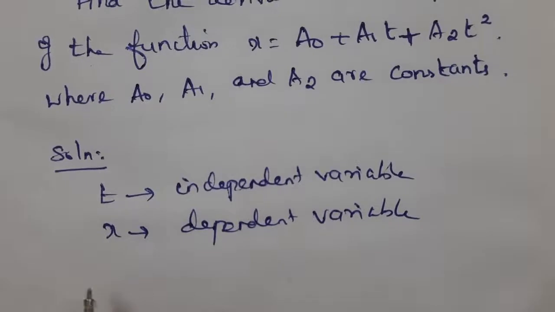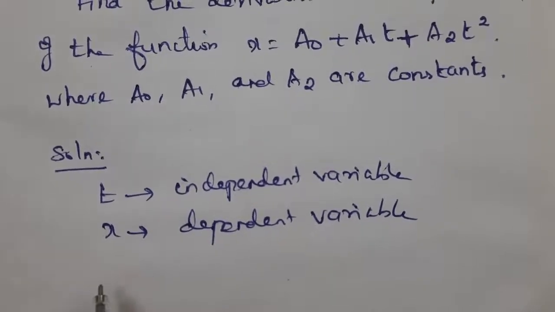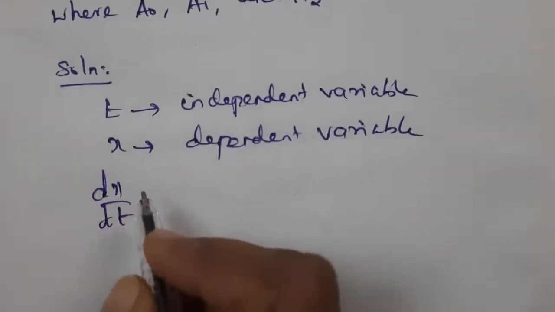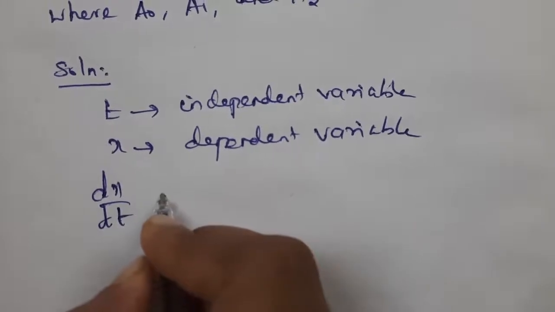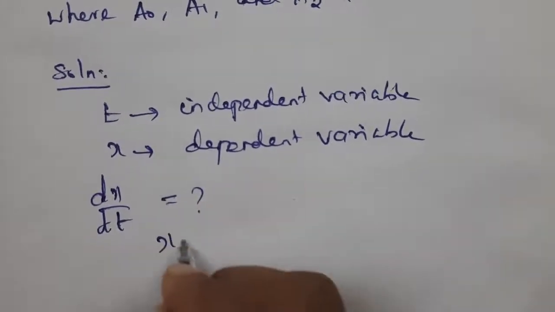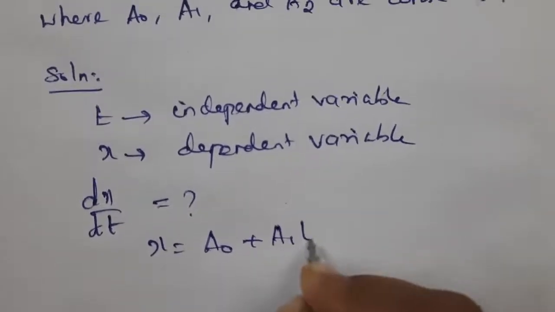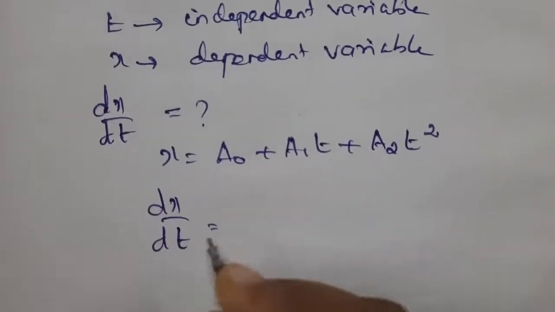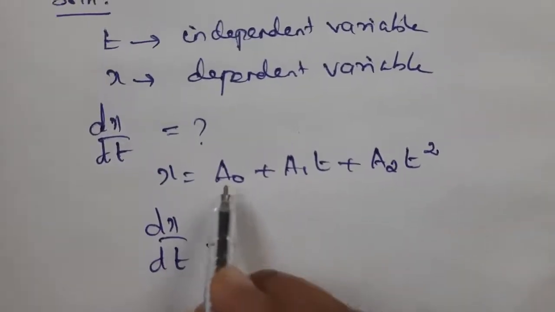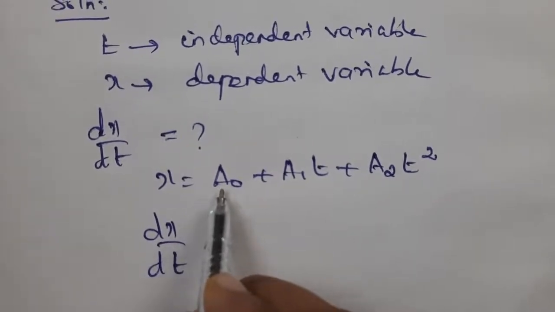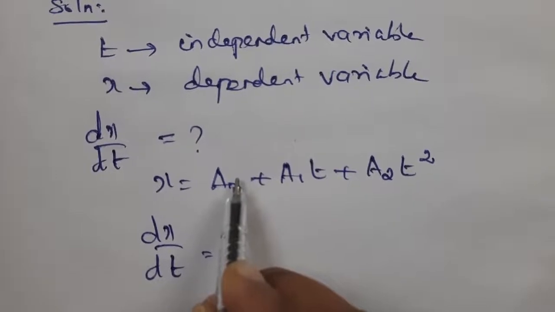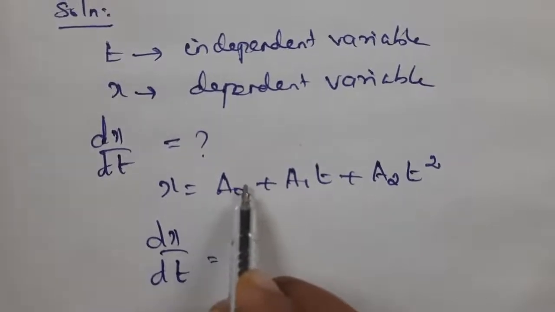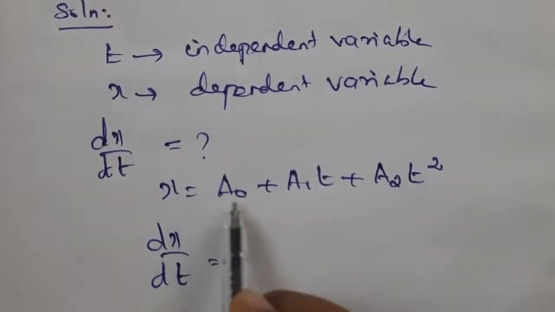Let's see the solution. So the required derivative is here dx by dt. dx by dt we have to find out. First write x equal to a0 plus a1t plus a2t square. So dx by dt. Listen here, this first term contains only a0. It does not have the t. It is independent of t. So it looks like a constant.